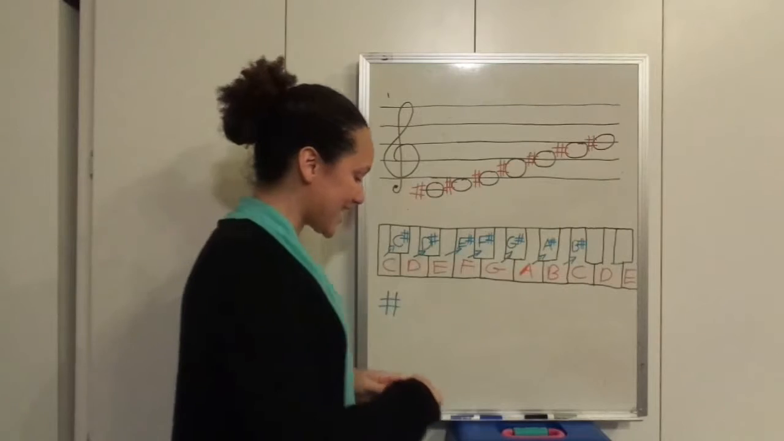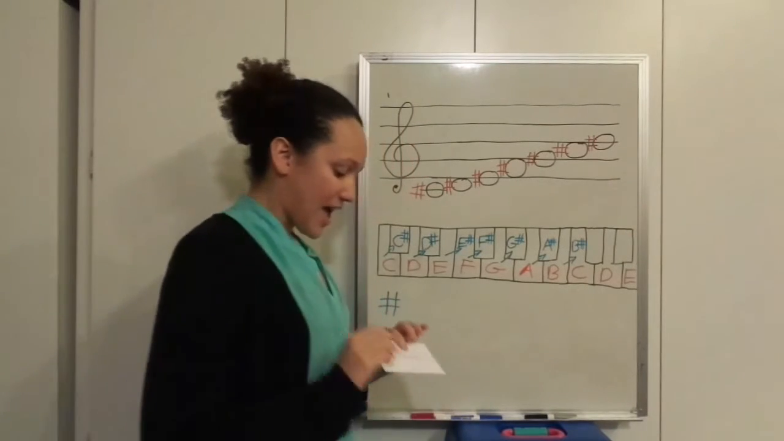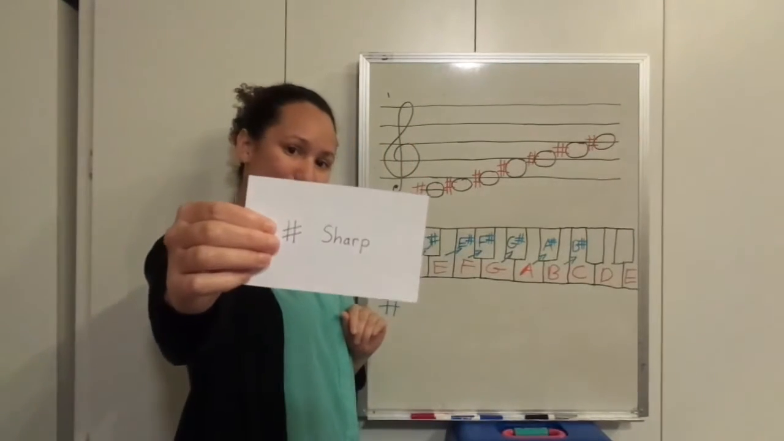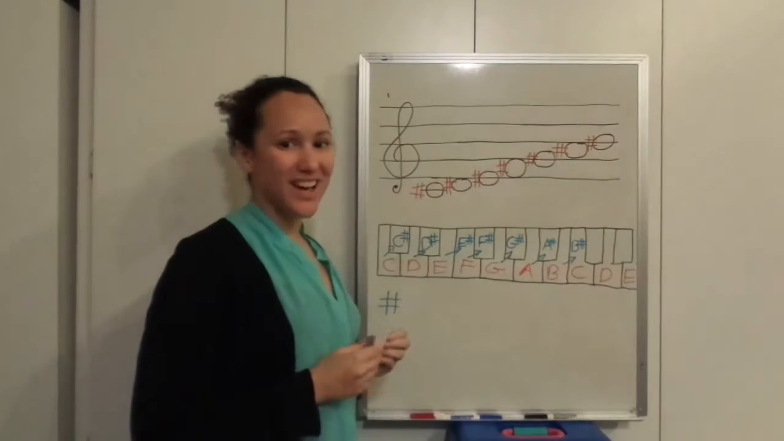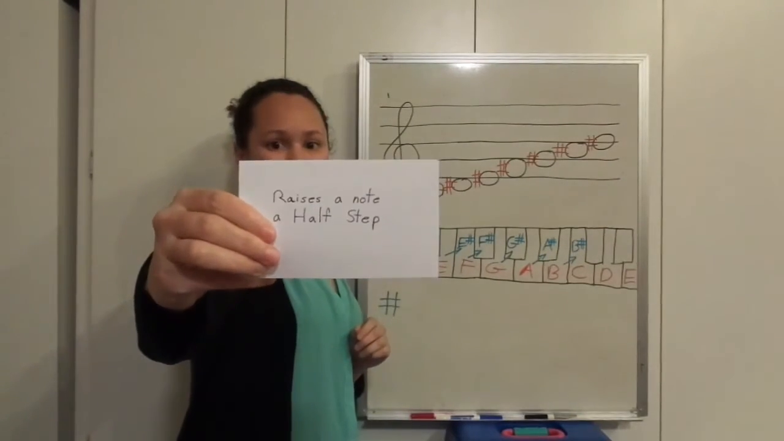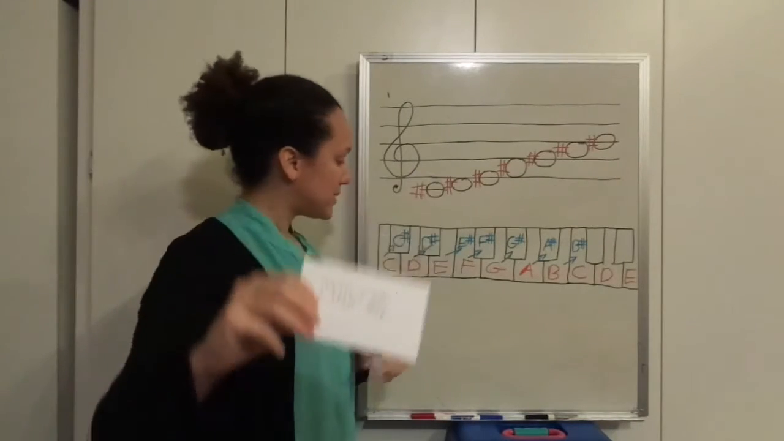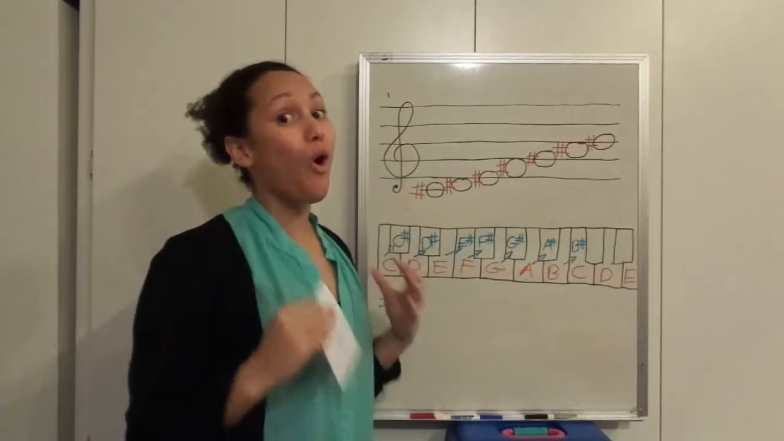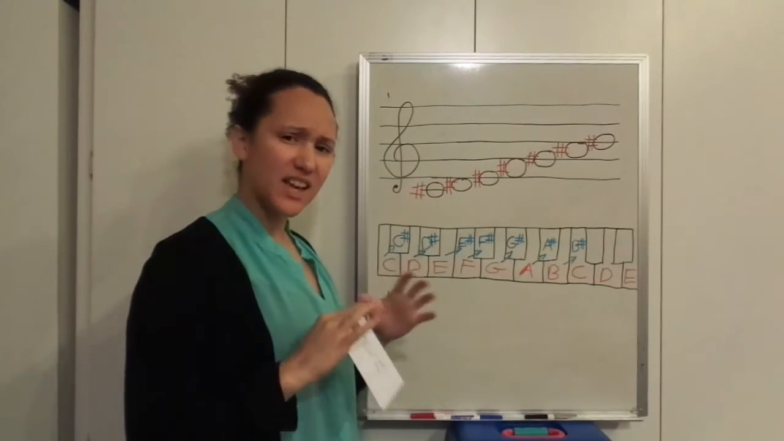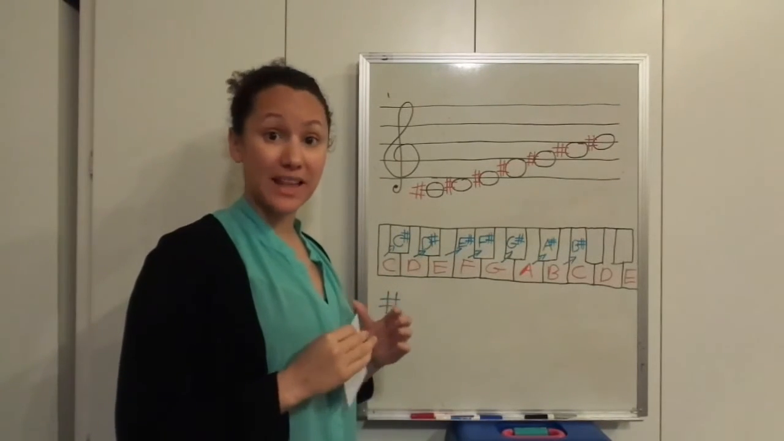Now go ahead and take out a blank note card and draw a big tic-tac-toe sign on it and put sharp. And on the other side, put raises a note a half step, because these are all half steps. Now we're playing all 12 of the notes instead of just the 7 that have letter names.